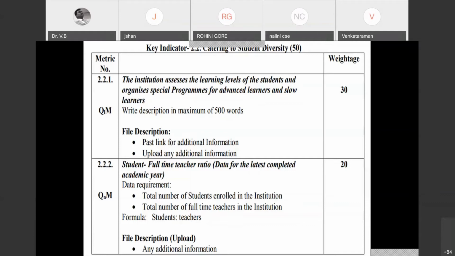So the next question is 2.2.2. It says student faculty ratio.